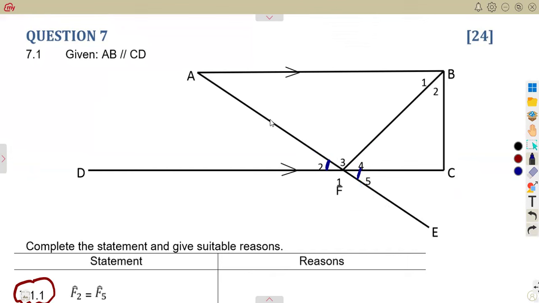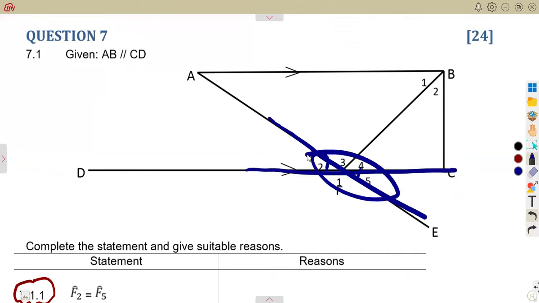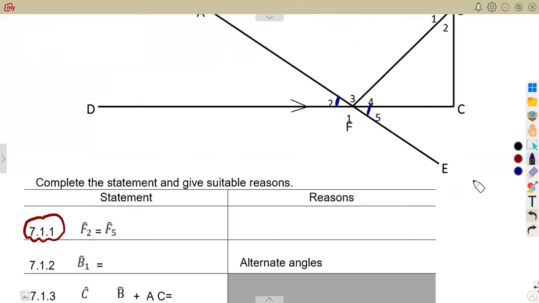Why? Let's consider this is a straight line. This is also a straight line. What do you refer to these angles as? These are vertically opposite angles. Remember that vertically opposite angles are equal, the ones which form an X. So these are simply vertically opposite angles. That's the reason there: vertically opposite angles.